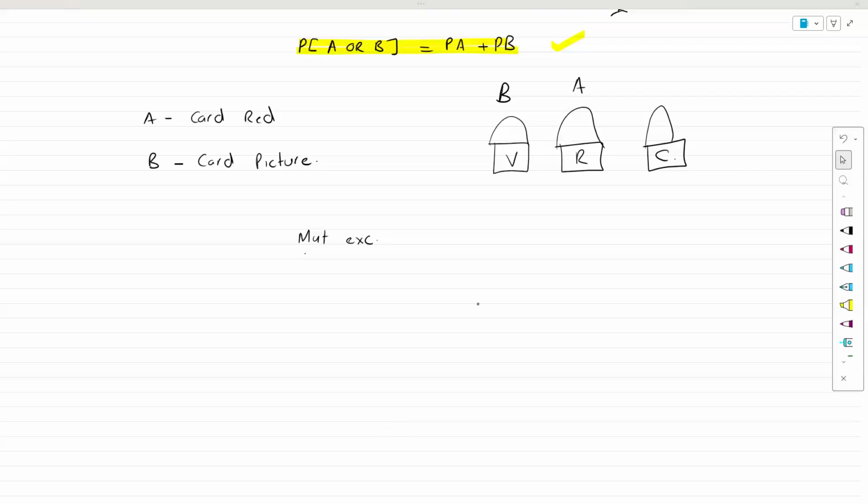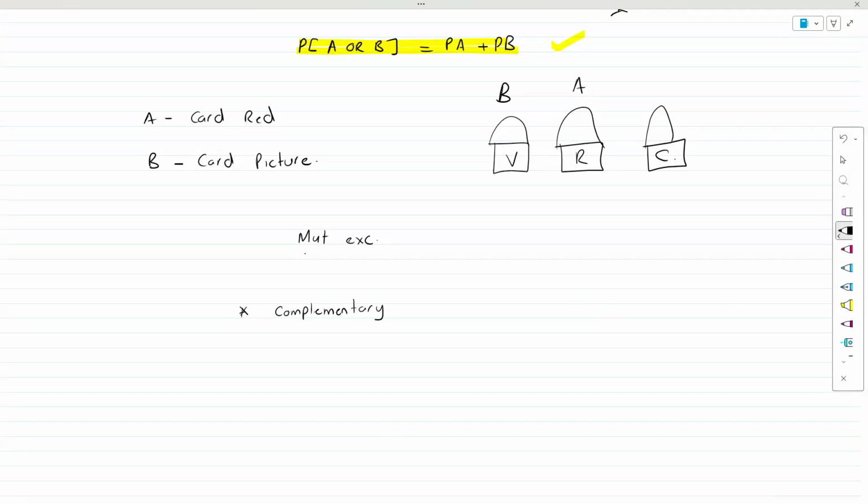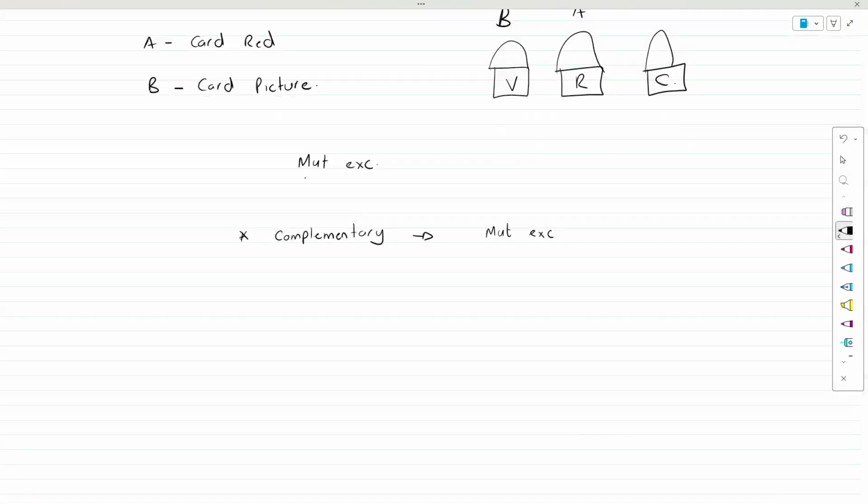Okay, guys. The last part of this lesson is called complementary. Now, there's many ways to do this. There's complicated ways and there's simple ways. So complementary means, firstly, whatever you're dealing with is mutually exclusive. And secondly, P(A) plus P(B) will always equal 1.